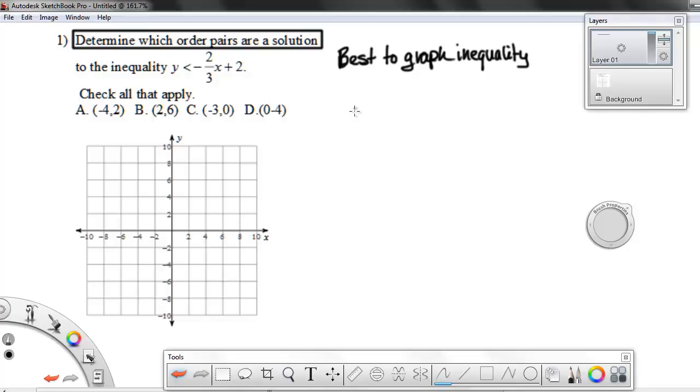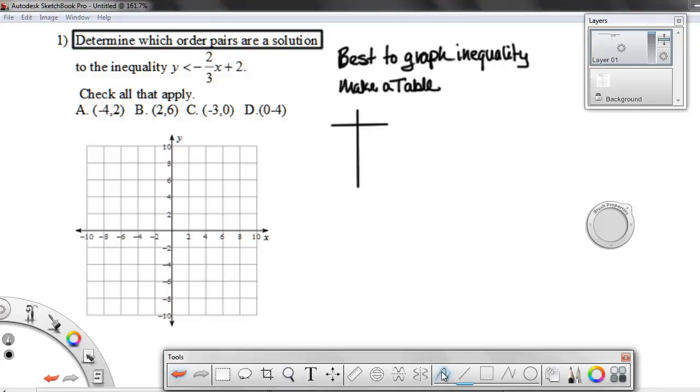or a linear equation, what we want to do is make a table. Let's go ahead and make a t-table where we have a column of x's and a column of y values. Now our first x is always 0, and our other two x's will be based upon the denominator. We choose a positive 3, and then we choose a negative 3.